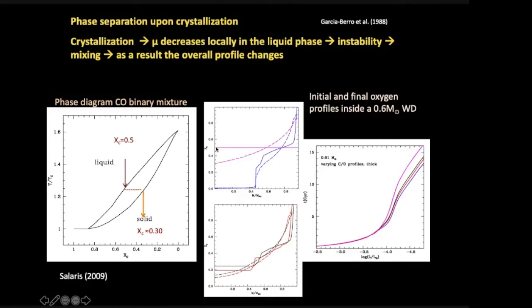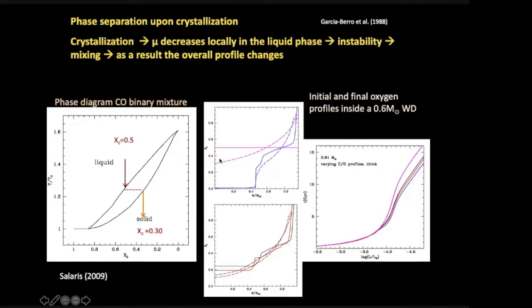For example, look at this plot. If this was the abundance of carbon in the core of a white dwarf of 0.6 solar masses, 50% carbon, that means the oxygen is the other 50%. After crystallization, the profile of carbon within the star is no longer flat, but this is the profile. And oxygen is just 1 minus this, just the complement to 1.